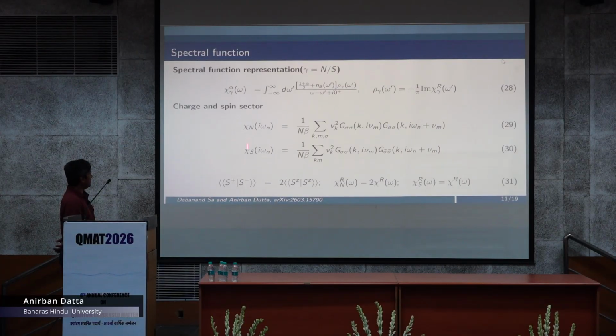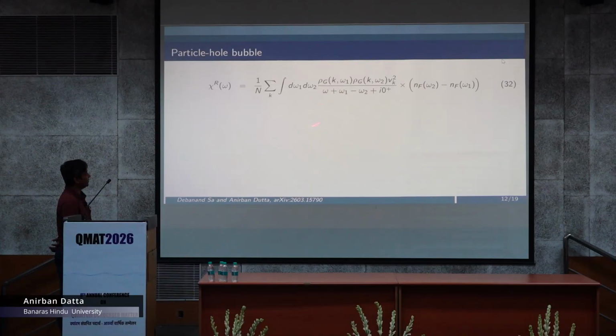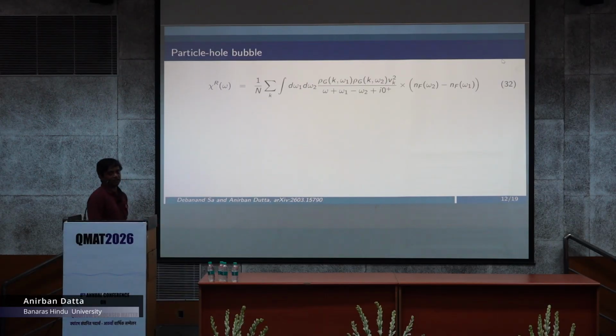So we have this charge and spin correlation function. We have these charge and spin sectors, and we can compute both of them from the particle-hole bubble. This is basically the density correlation function, and since we are in a paramagnetic metal phase, both of them are the same, so we can compute the charge and spin sector both from this particle-hole bubble.